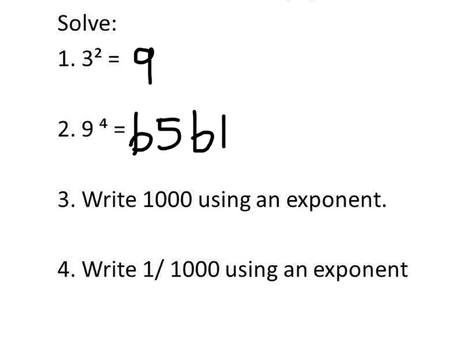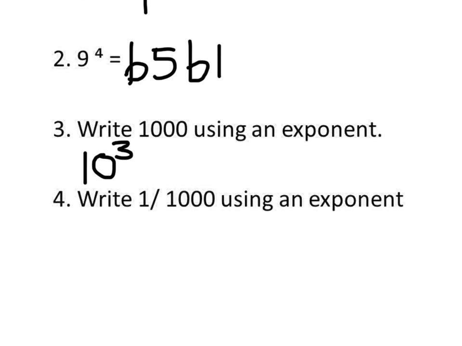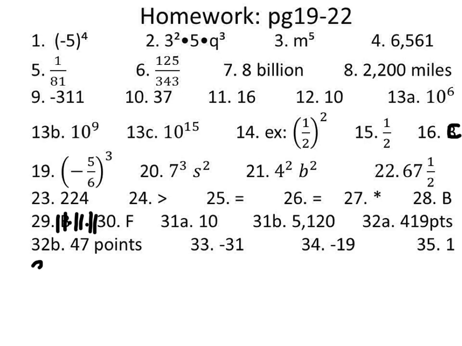B1. What is 1,000 using an exponent? 10 to the power of 3. And what about number 4 here? 1/10 cubed. Sure, that's acceptable. Where does the cube go? On the outside. Very good. Outside the parenthesis.